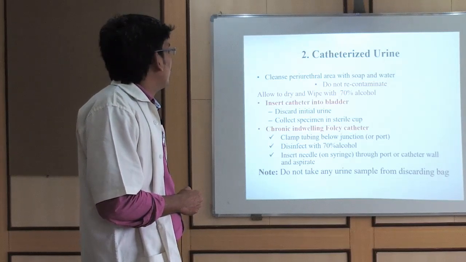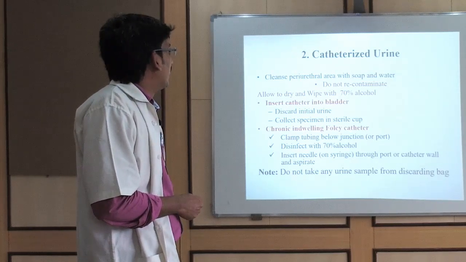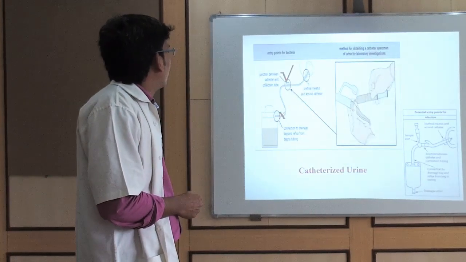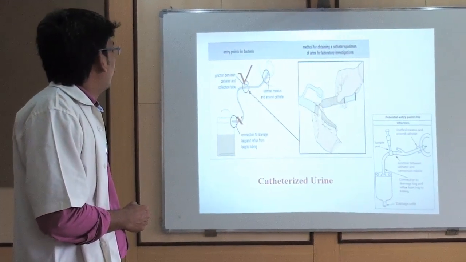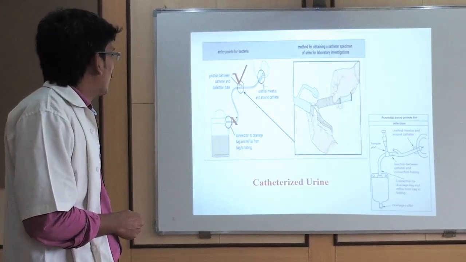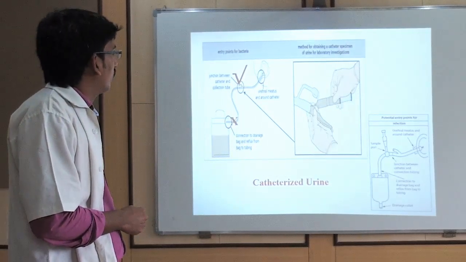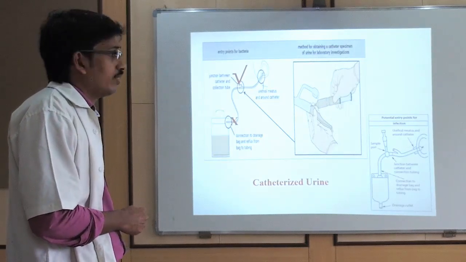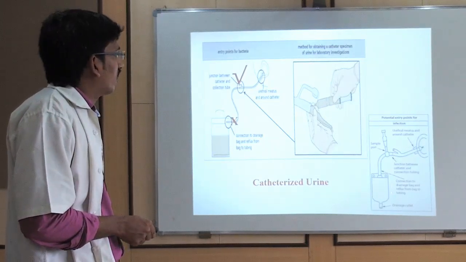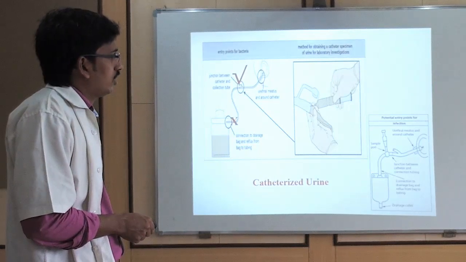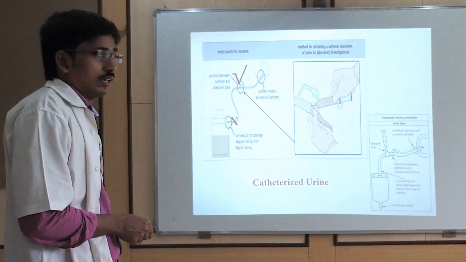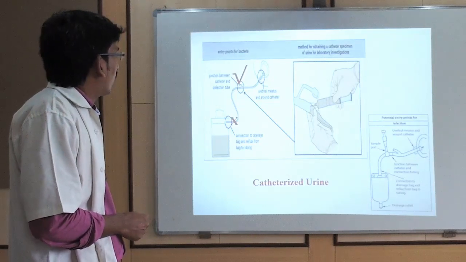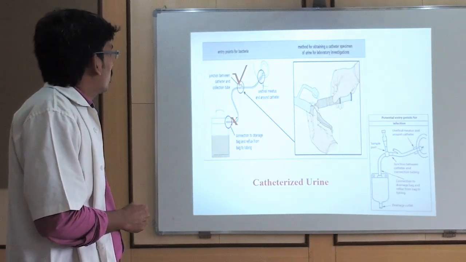Okay, this is for a normal catheter urine. Coming to a chronic indwelling catheter, you can take the sample from the junction between the catheter and the collection tube. Don't take any sample from the discarding bag. If you collect urine from the discarding bag, it is mostly contamination only, because it is a 24-hour collection. During 24 hours of collection, it is mostly full of contaminations. So you don't collect any sample from the discarding bag, you should collect the sample from this junction only.